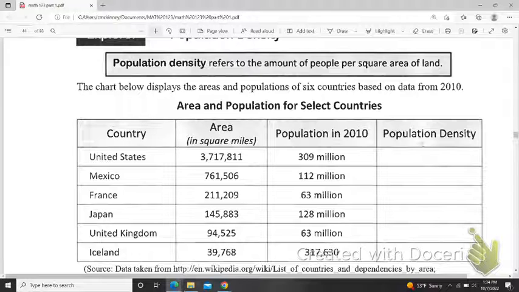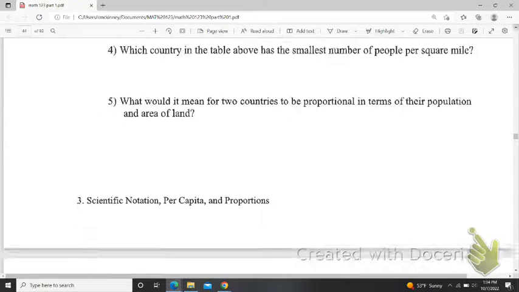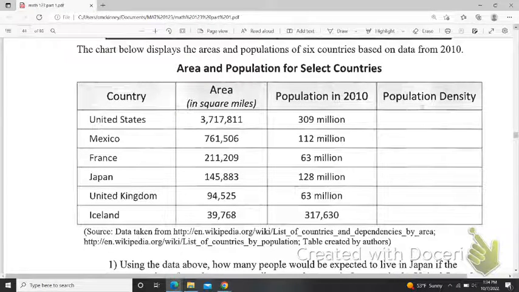So per square mile means that our population is on top and our area is on the bottom. So please do not go left to right here. That will be incorrect. This is going to mean that our population, our people, get divided by our area.